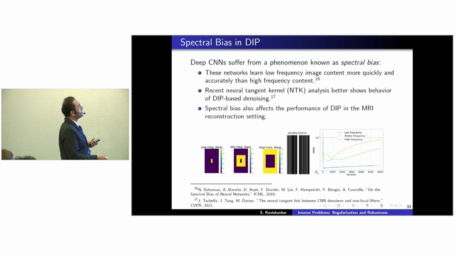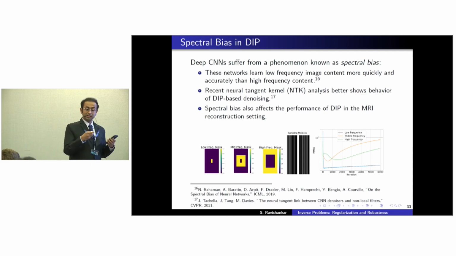What you observe is that the low frequencies are reconstructed very quickly, and the higher the frequencies, the more slowly they are reconstructed. And at the same time, there is also the overfitting phenomenon. If you run more iterations, the errors all go up. So the spectral bias may or may not be a bad thing.